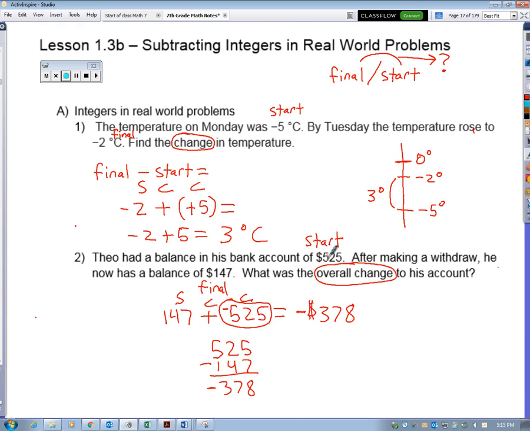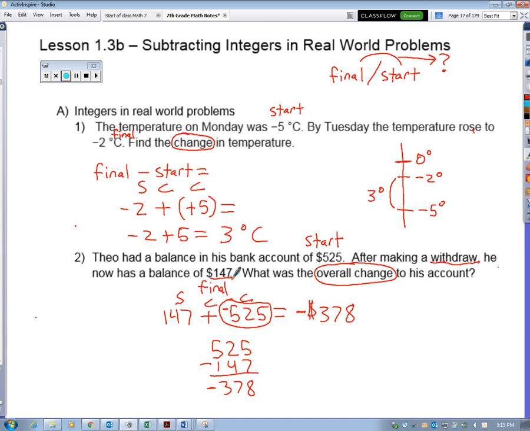Okay, and that kind of makes sense if you go back to the problem and look. He started with $525. He's making a withdrawal, which means he's taken money out. He took out $378 because it's negative. Alright, he's taken that money out of the bank, and that would leave him with $147. Okay, so our problem kind of makes sense.